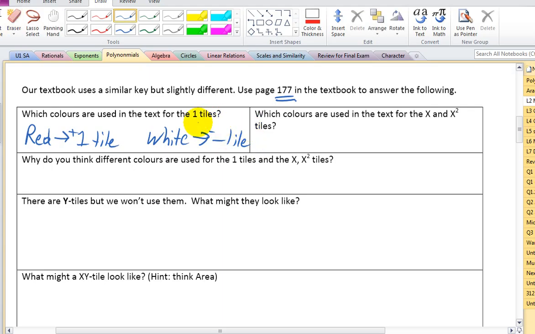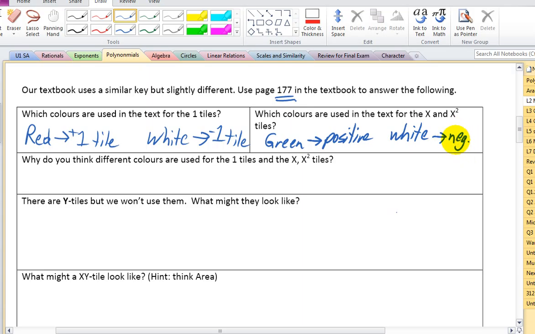Next time, don't just read it, write it down. Which tiles are used for the x and x squareds? Victoria? Positive is green. Good. So green is positive, and white is negative.